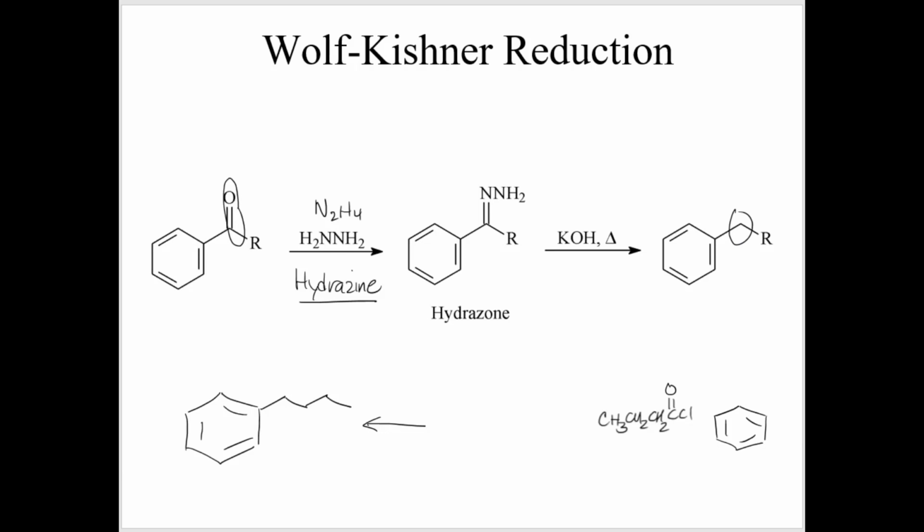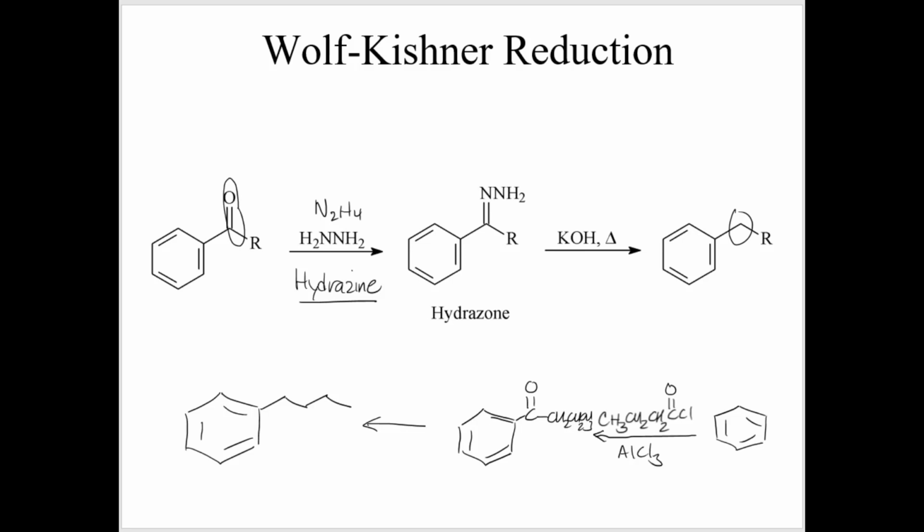So I'm going to react that benzene with this acid chloride of a 4-carbon acid along with AlCl3. And what am I going to make? I'm going to do Friedel-Crafts acylation. So I'm going to have the carbonyl, and then I'm going to have the 3 carbons, the CH2, CH2, CH3.